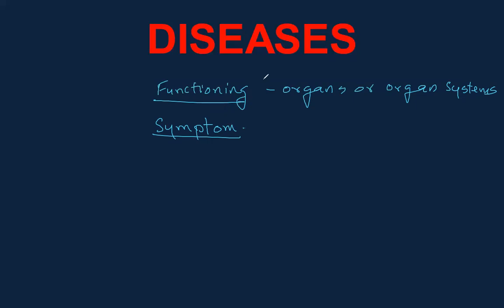All right. So this is the definition of disease. When functioning of one or more organs or organ systems of the body is adversely affected, and when it is affected, it shows signs and symptoms, then we say the person has a disease.